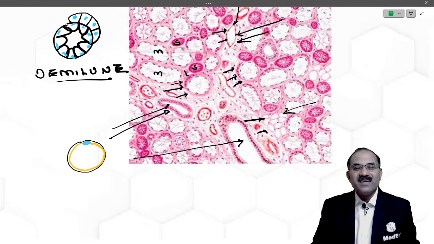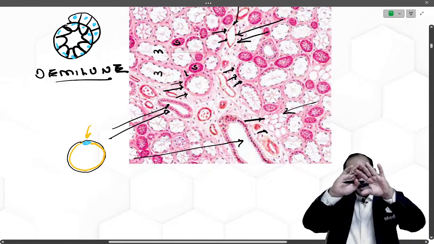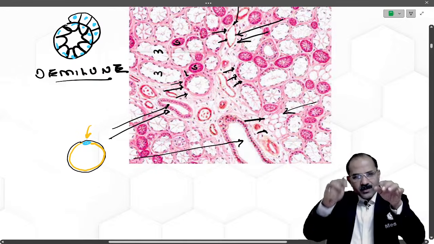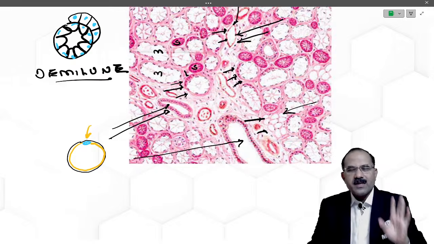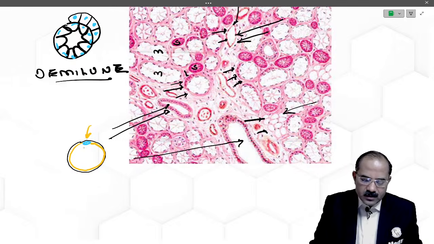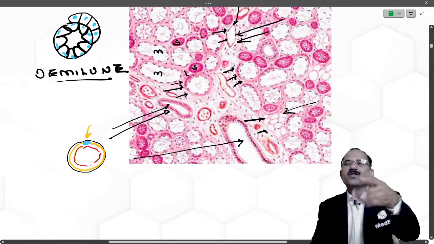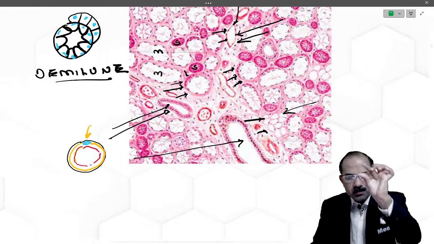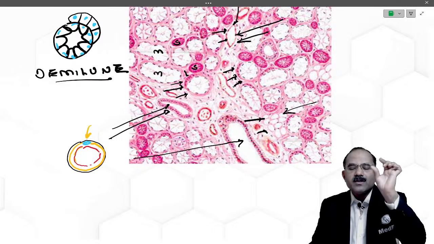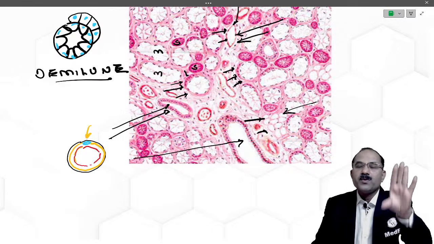Very nice. Signet ring. Like a ring, a diamond ring. So this is the diamond of the ring. The cytoplasm is pushed to the periphery. There is a thin rim of cytoplasm, and there's a vacuole in between. It is empty in between. This is a fat droplet, and this fat droplet gets dissolved during staining, so it looks empty. The cytoplasm is seen as a thin rim, and the nucleus is at the periphery. So this is what we call the signet ring appearance of adipocyte.